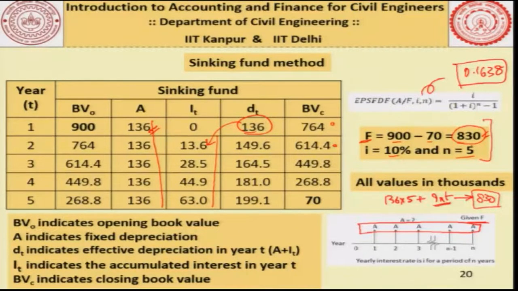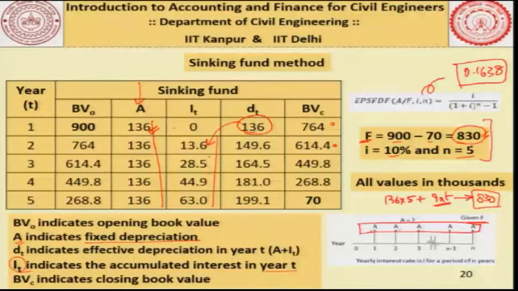What this table really is showing you is that A, that is this column, is showing you the fixed depreciation, that is this value here. And then I indicates the accumulated interest in the year T. As more and more funds keep getting transferred into that pool, you see that the interest is also going up. It is not only going up by 13.6 and 13.6, but a small amount which is higher than 13.6, because the previous 136 is also attracting interest for the second year and the third year and so forth. So, this is the accumulated interest in the year T, and this DT is the effective depreciation in the year T, which is nothing but the sum of this plus this.